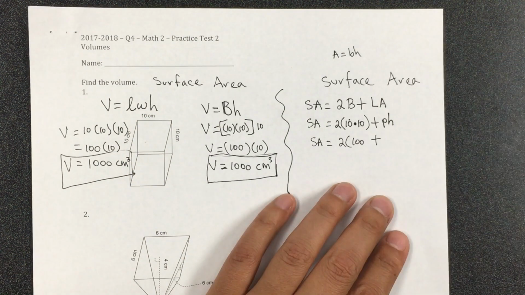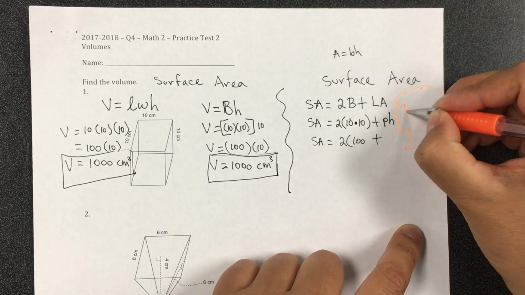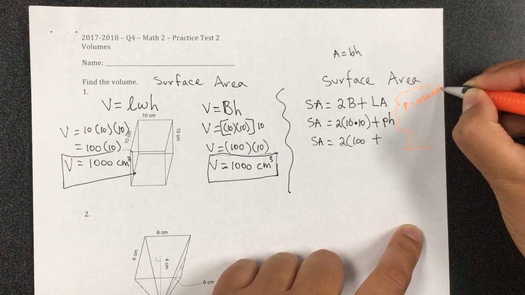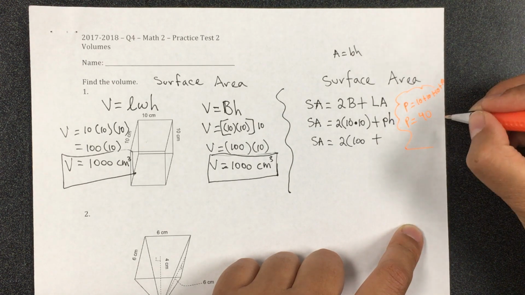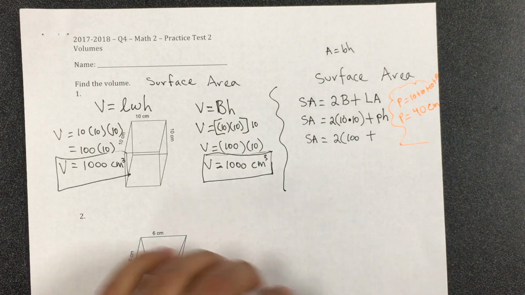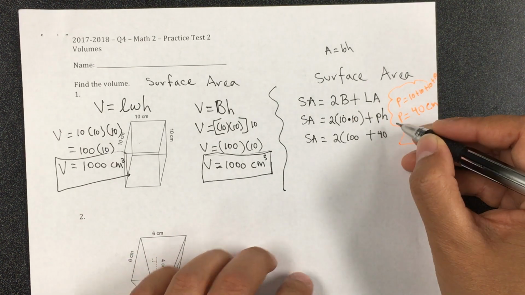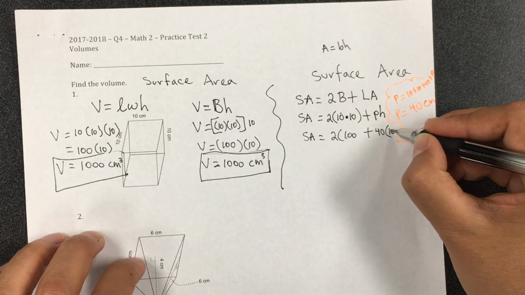So let me do the perimeter on the side with a different color. The perimeter is equal to 10 plus 10 plus 10 plus 10, which is equal to 40 centimeters. Okay, so the perimeter is 40 times the height, which is 10.